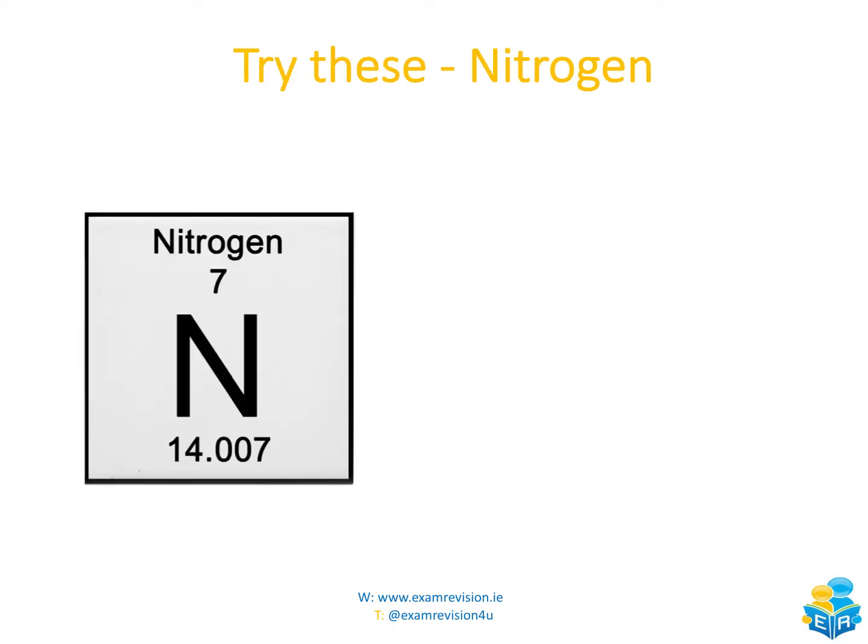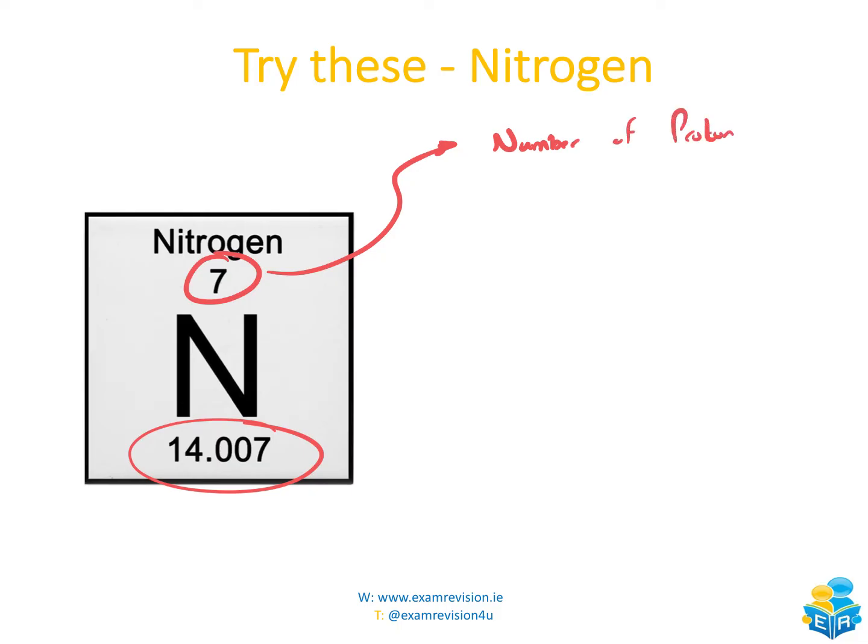We're now going to try and do the same thing for nitrogen. So we have our atomic number up here, we have our mass number down there, which is 14. So up here, our atomic number tells us that the number of protons is equal to 7, but that's also telling us that the number of electrons is equal to 7. Down here, our mass number tells us that the number of protons and the number of neutrons has to be equal to 14.